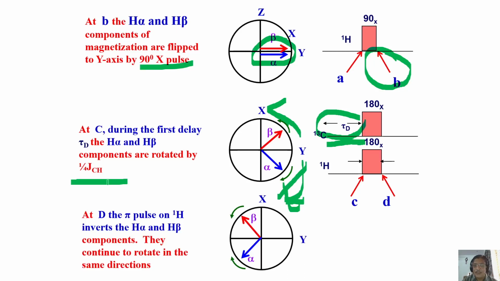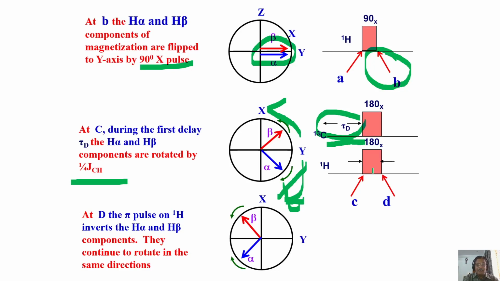Now at time d, that is just after time c, what we have done is we have applied two 180 pulses simultaneously on proton and also on carbon. Let us see what happens to the proton components. We are going to apply a 180 pulse along X. See, this is Y, this is X. Now magnetization is moving here and here in the Y axis.